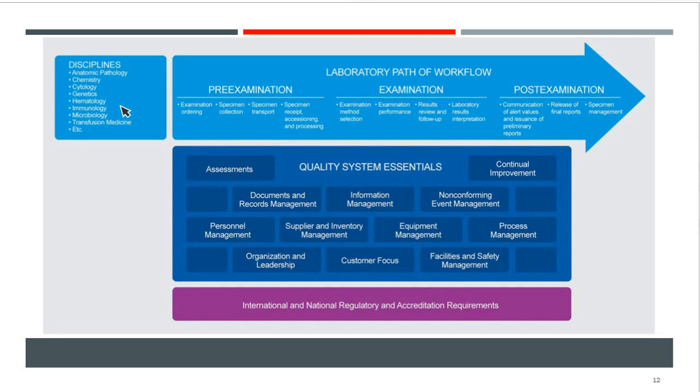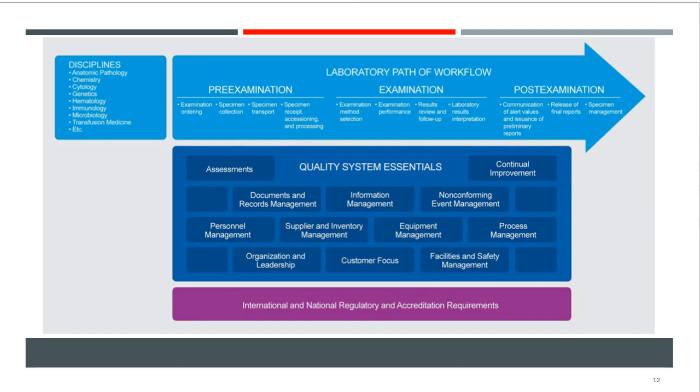It describes the laboratory path of workflow from pre-examination to post-examination, or in different terminologies, pre-analytical, analytical, and post-analytical. Even out of all the steps here, there's also just one that says examination performance. That's the equivalent of analysis on the other flow chart. Lots of things go on before and after that. The quality system essentials, there are 12 of them here. These are the essential elements of any and every quality system. And we'll look at a couple more of those briefly.